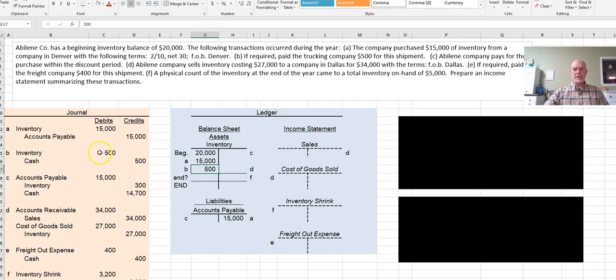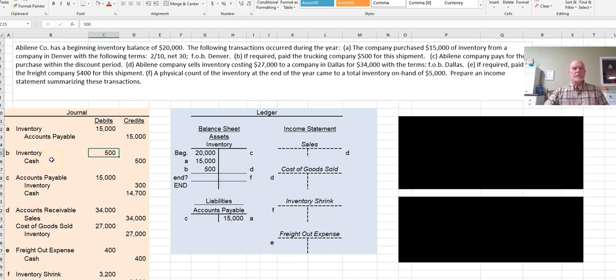Including the cost of freight in the cost of that inventory goes along with a more general concept, and that is anytime you buy any type of asset, the cost of that asset includes everything you give up to obtain that asset. So it's not just inventory. If you bought equipment and had to pay shipping on the equipment, that would also be part of that cost.